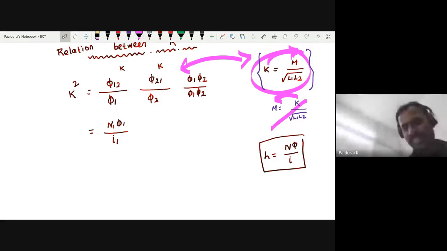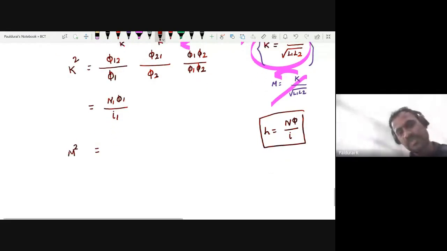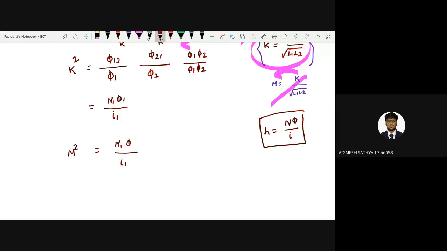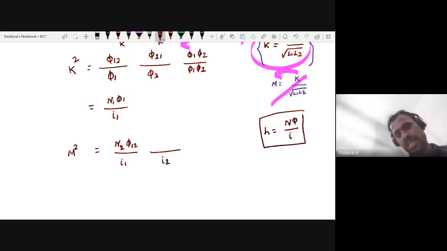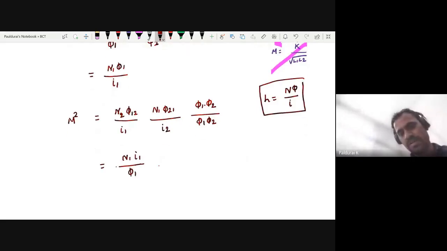Okay. Do one thing. Think about this. Take M squared. What is M? Either if I write with I1, it is N2 phi 2 1 by I1. If I write with I2, it is N1 phi 1 2 by I2. Okay, very good. So now multiply and divide this one by 51 52 51 52. Now see how I edit it. N1 I1 51, N2 I2 52. So 512 divided by 51, 521 divided by 52. Can I write like this?